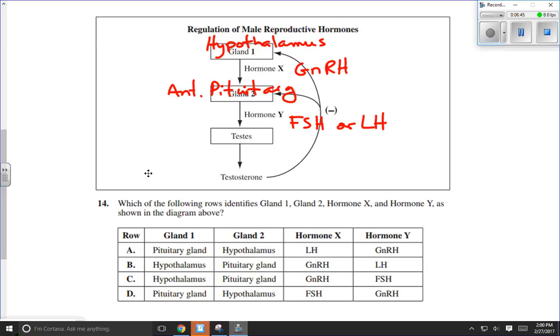So let's take a look at the answers we have here. We're going to pick an answer that has gland 1 being the hypothalamus. We want gland 2 to be the pituitary gland. So hormone X is GnRH, hormone Y, LH or FSH. Well, in this case, because we have the production of testosterone, we actually can, I think I misspoke earlier, tell if it's FSH or LH, because LH is the hormone that directly triggers testosterone production, and therefore we can pick LH here, and we pick answer B. So fairly straightforward question there. Just have to recognize the production of testosterone here is the key to the question.